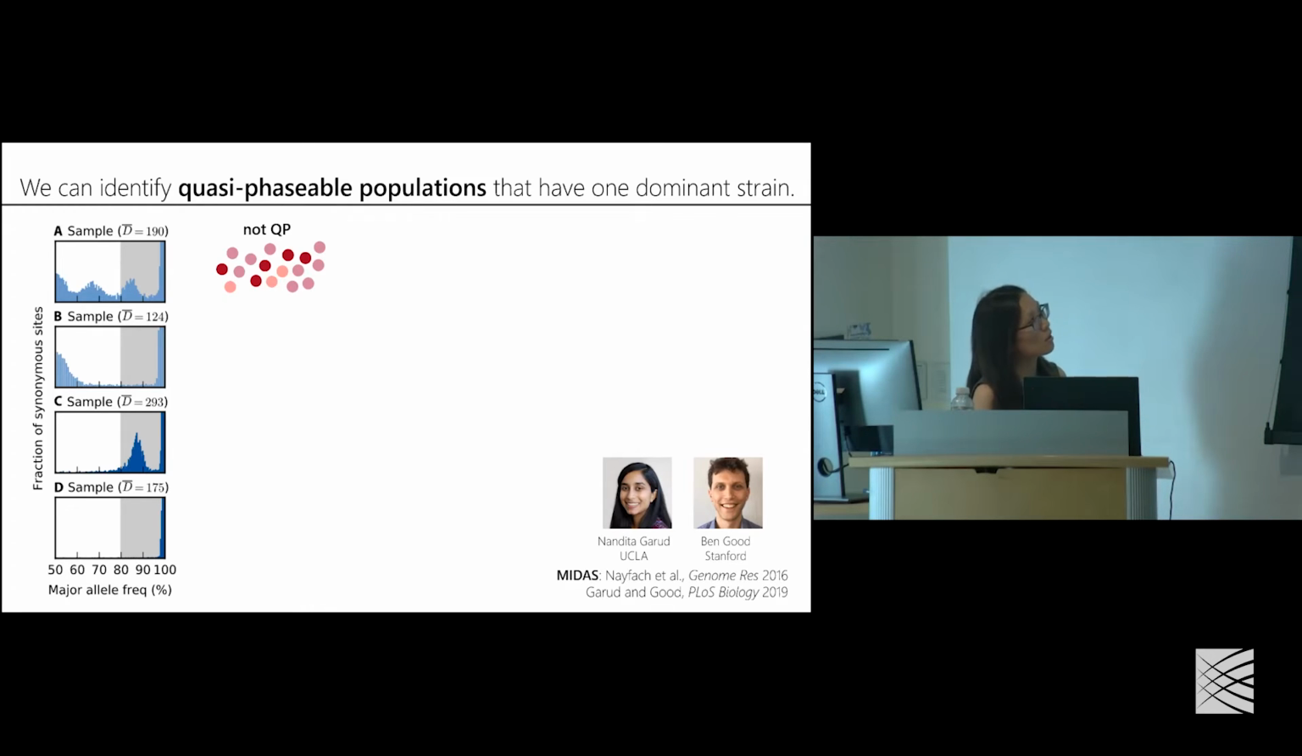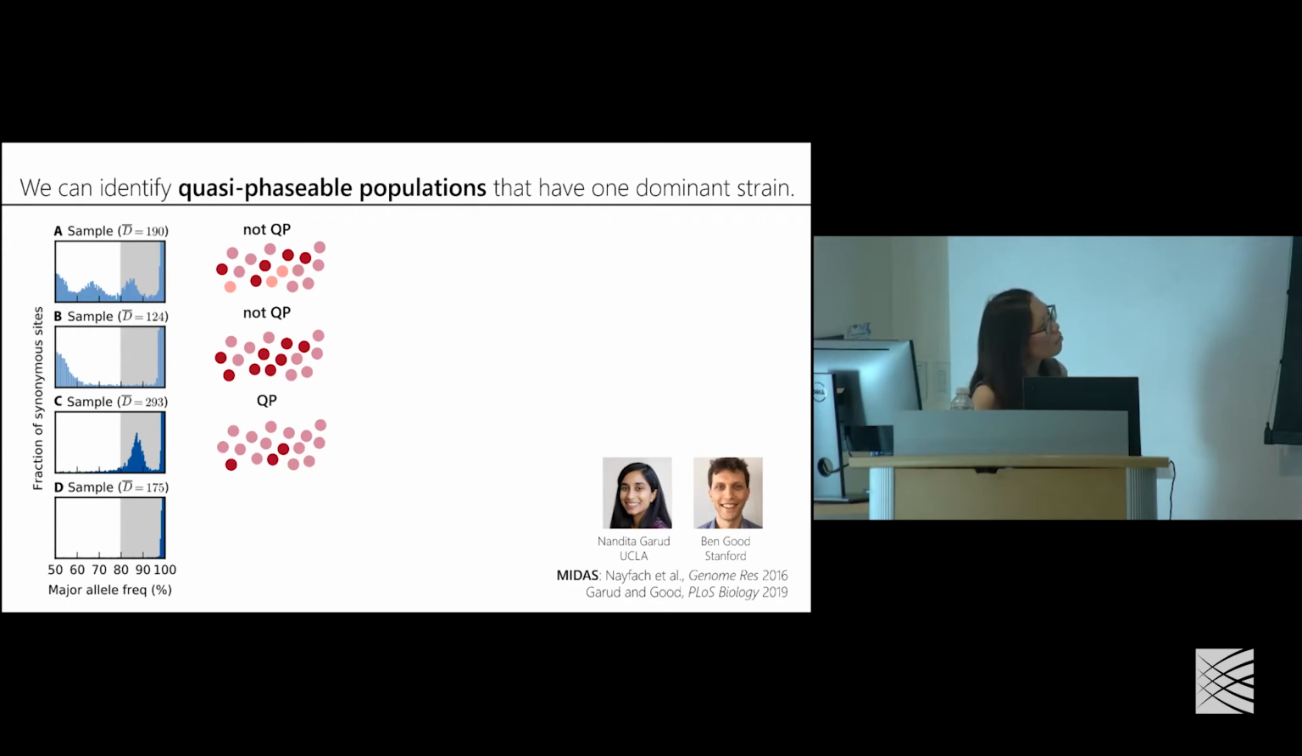And so this example that I showed you earlier would be not quasi-phasable. We can't actually assign these different polymorphisms to different haplotypes. This sample here has a peak of polymorphisms present at 50% frequency. We also can't phase those two strains. Even though there's only two strains now, we can't figure out which of these polymorphisms goes with which strain because they're at equal frequencies. So this is not quasi-phasable.